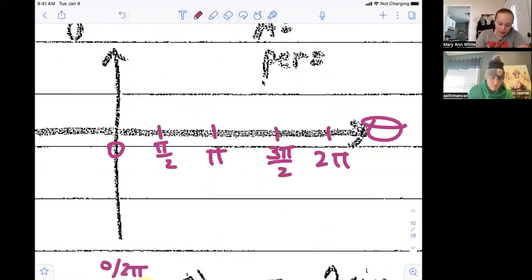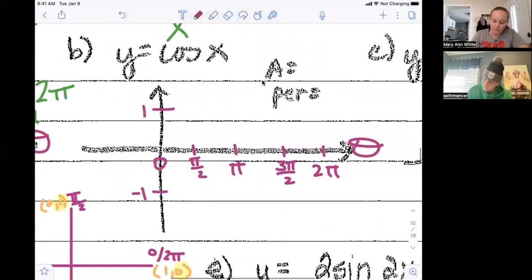And I'm going to argue that the amplitude is the same. It still goes from +1 to -1. So I kind of like to just set myself up with that. Amplitude is still 1, period is still 2 pi. It's the exact same thing as sine.